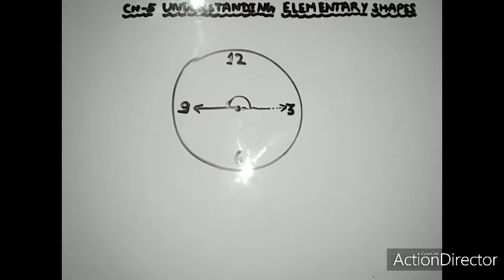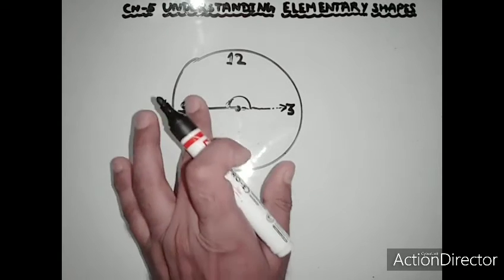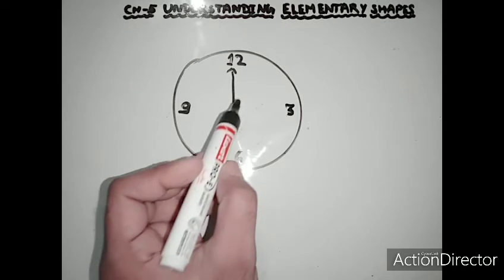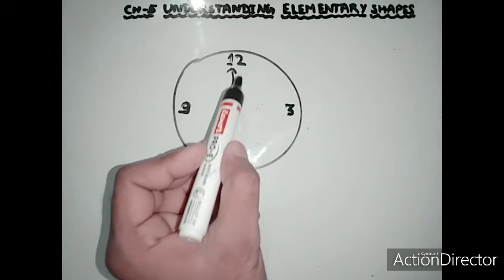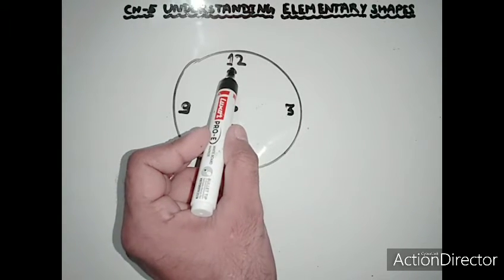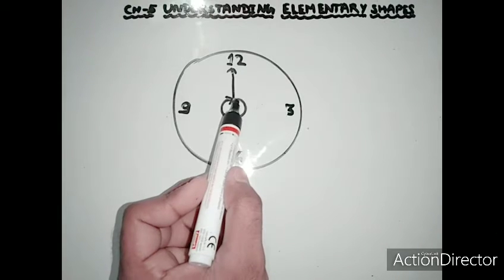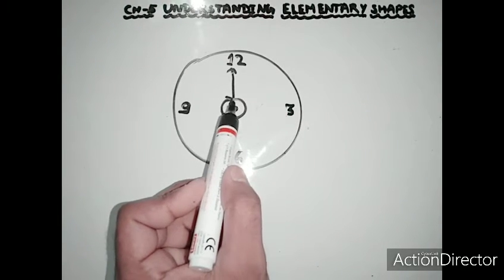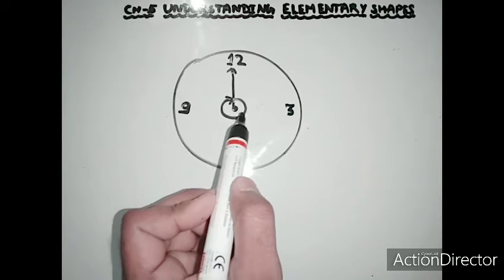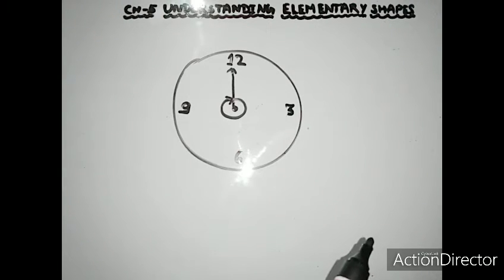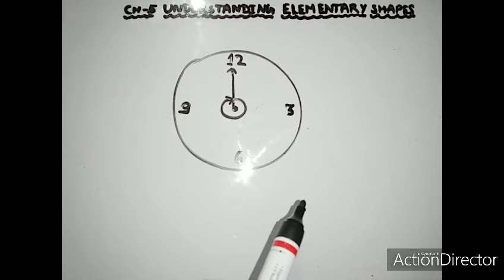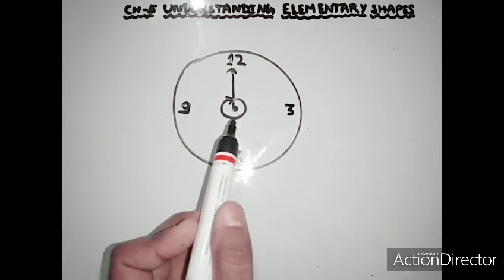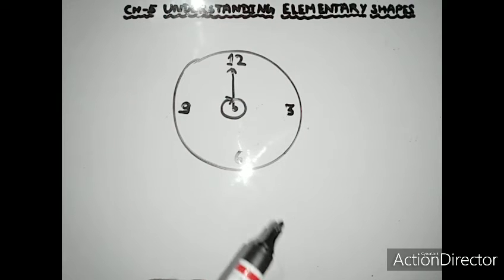Now we think about when this minute hand starts from 12 and again reaches its initial position 12. It means it forms a complete angle here, and what is the degree of a complete angle? 360 degrees. So let's move a complete 360 degrees, right?